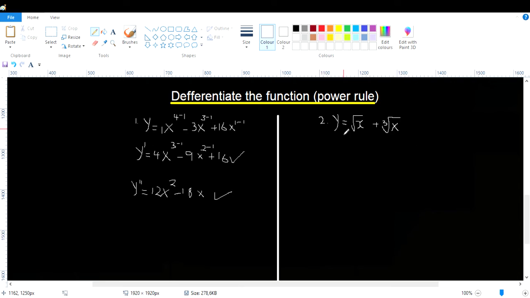Here, before we attempt to apply the power rule, let's try to simplify first. Let's get rid of the roots. So y is equal to x to the power 1 over 2 plus x to the power 1 over 3. Then we can go ahead and apply the power rule.